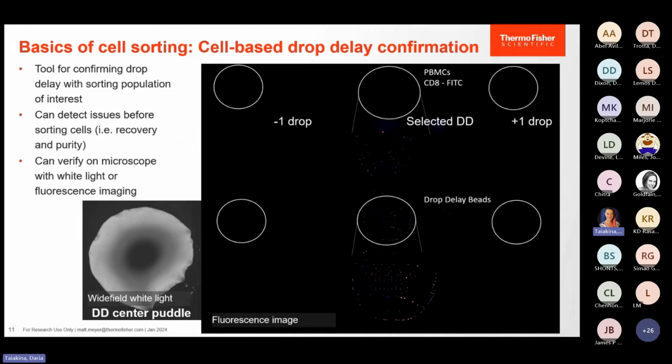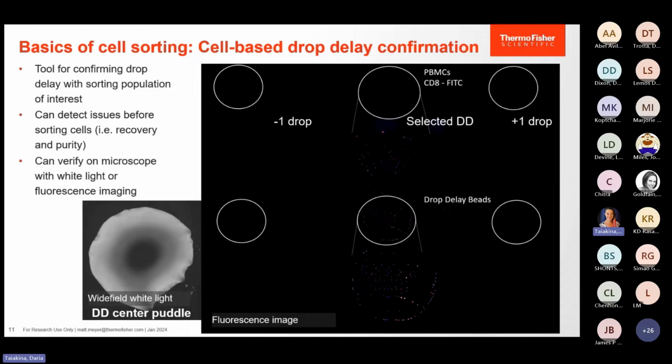And so, taking that a step further, we have a newer feature called cell-based drop delay confirmation. Here, we always recommend doing drop delay confirmation on a slide, just to look at the drop before the drop that was picked, the main drop delay, and then one drop after. And you should see almost 100% in the main drop, maybe just one or two in the drop before or the drop after. And you can actually plug these numbers into SQ, and that will readjust the drop delay for you.